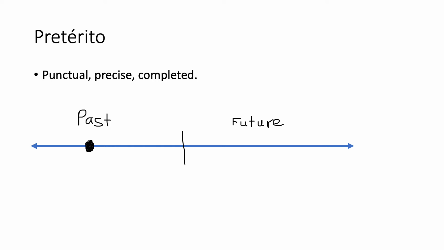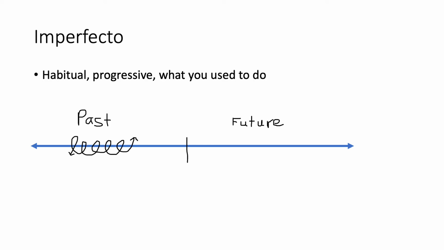Even if I picked up the marker and I threw it 3 more times, saying I threw the marker at Chris 4 times, right? We're still referring to 4 specific instances in which the marker left my hands and hit Chris in the face. Whereas the opposite, imperfect, would look like this. That means this is something habitual or progressive, or what I used to do. It's not referring to specific instances. It is very unspecific.